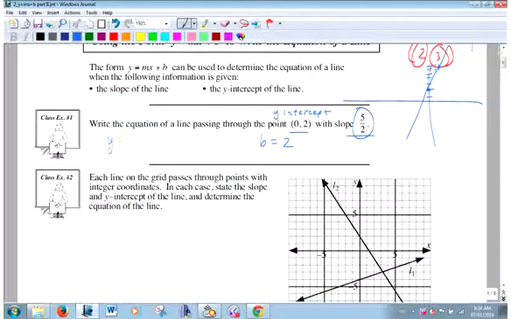So the equation, again, they're always in this form for slope y-intercept form. Y equals mx plus b. All you got to do is put in the m. That's 5 over 2. And put in the b. That's positive 2. Done. That's the equation of that line.